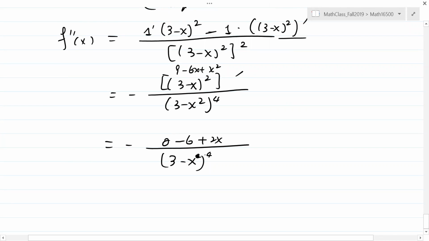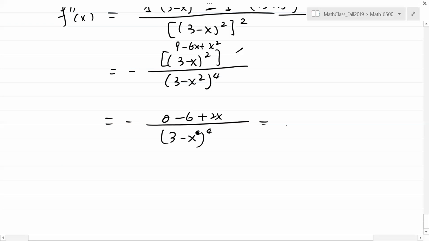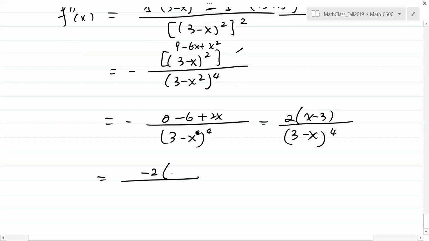Yeah, just x. Okay. So now I take 2 out. So x minus 3 here, right? 3 minus x to the fourth power. So there's x, 3 minus x is a common term. Right? So I can get negative 2, 3 minus x, change the sign. And then you get negative 2 over (3 minus x) cubed. Yeah, just differentiate twice.